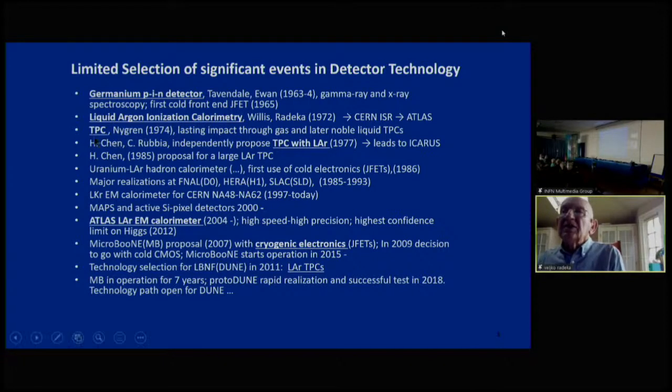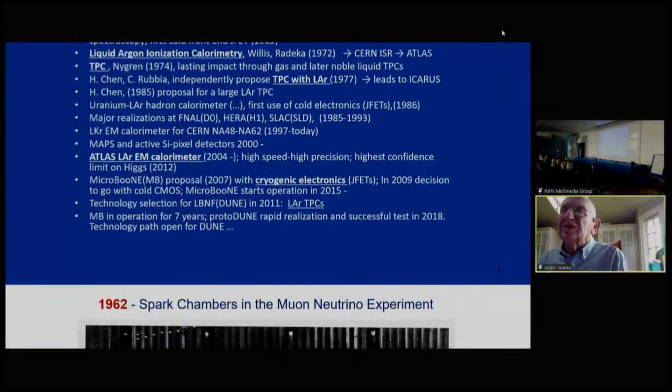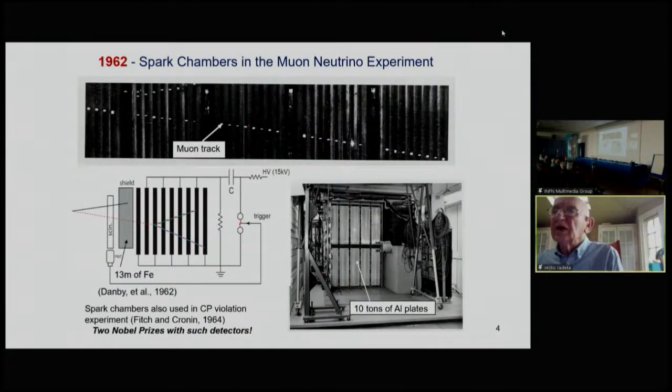And then the development of liquid time projection chambers with both liquid argon and xenon. In all of that, the important development of cryogenic electronics. I will mention only one development which illustrates how, with relatively simple detectors in the early days of particle physics, some fairly great discoveries were made.